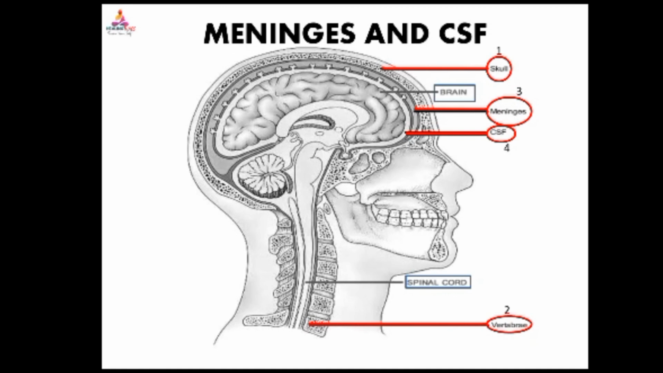Next are the meninges and cerebrospinal fluid. The brain and spinal cord are surrounded by three protective membranes called meninges. From within outward, these are pia mater, arachnoid mater, and dura mater. The subarachnoid space between the pia and arachnoid mater contains the cerebrospinal fluid and the major arteries.